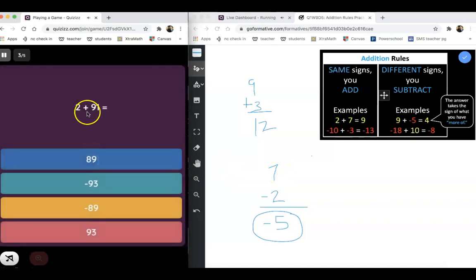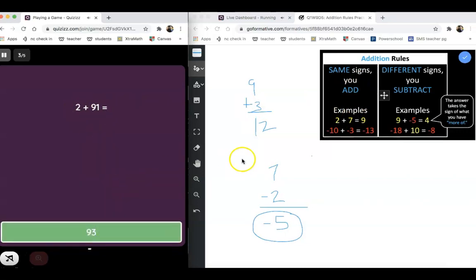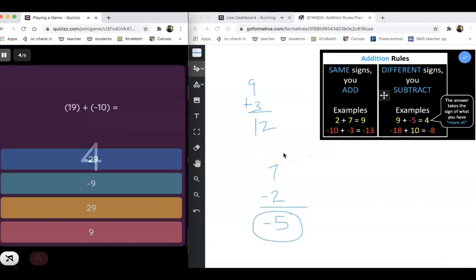All right, next example. 2 plus 91. Signs are the same, so we're going to add. And 2 plus 91 is 93. Next example. 19 plus a -10. Well, this is a negative number. This is a positive number. So that means that the signs are different. One's positive, one's negative. So I'm going to subtract.